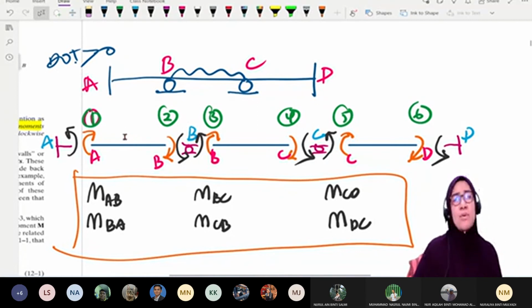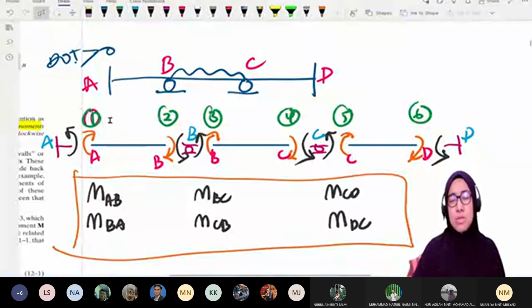Dia tak boleh kata okay change sign yang ni total kali ni change sign letak jawapan. Dia bukan macam tu proses dia. Dia change sign tu with reason. So what is the reason? Because the moment that we distribute is joint moment, not member end moment. Member end moment dengan joint moment, condition dia terbalik.